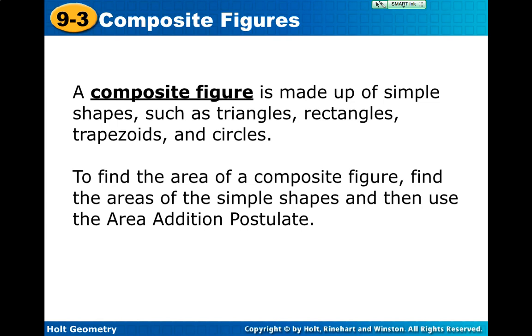A composite figure is made up of simple shapes such as triangles, rectangles, trapezoids, and circles. So we're going to have something that's a little more complicated picture, but we're going to see if we can divide it into simple shapes. Triangles, rectangles, circles, trapezoids. I would say a hexagon is probably not a simple shape. But we're going to try and get it to match up as close as possible to all those shapes.